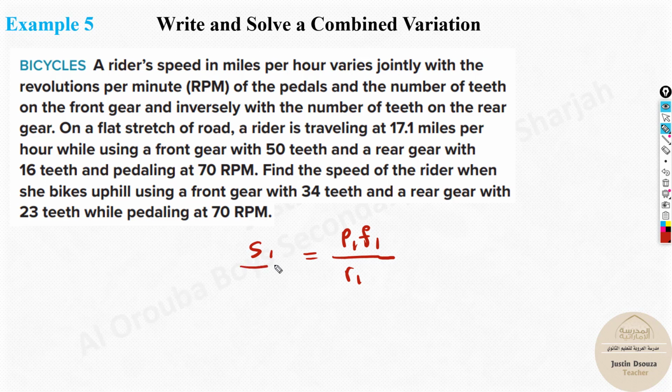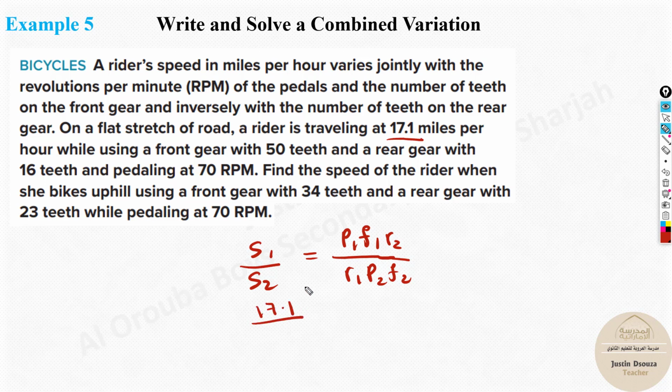That's it. Now, if you just read the two lines, you'll get it. Now, S2 equals what? This will be R2, and over here it'll be P2, F2. That's it. Now, all you need to do is substitute the data given. See, on a flat stretch of the road, a rider is traveling. What is this? The speed.